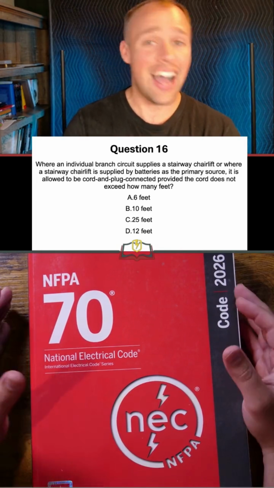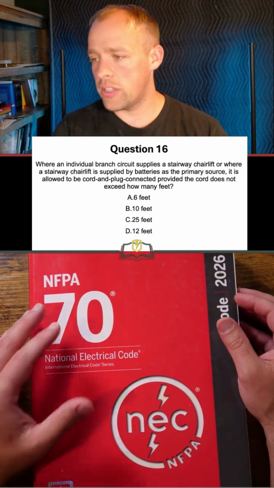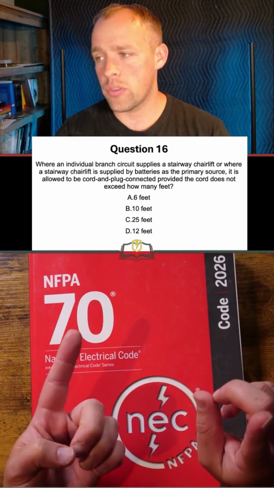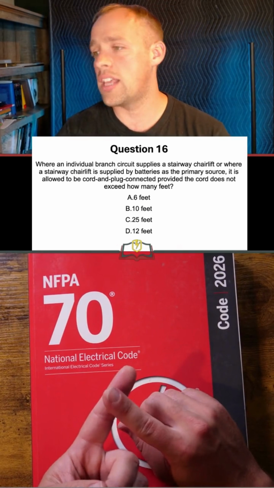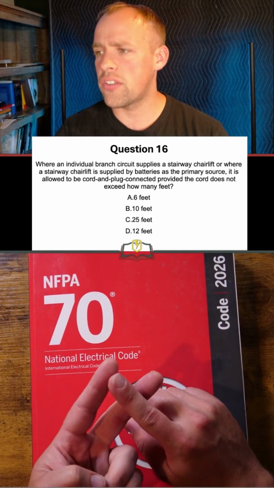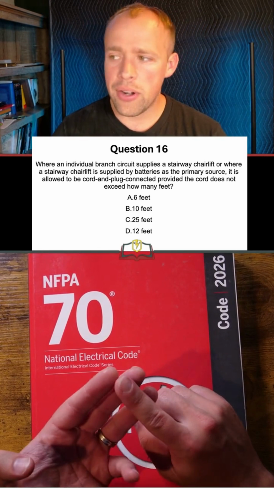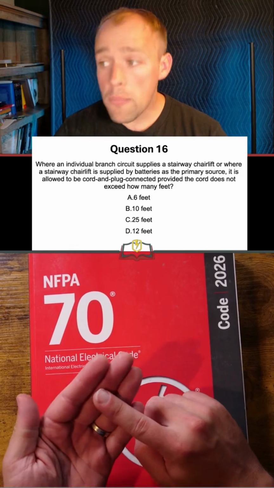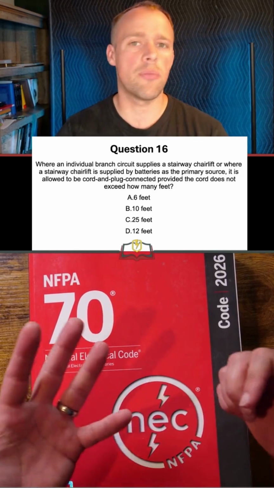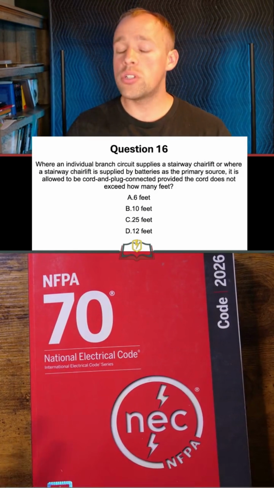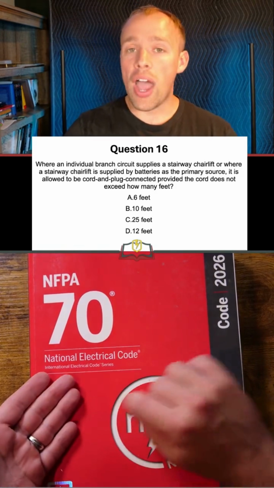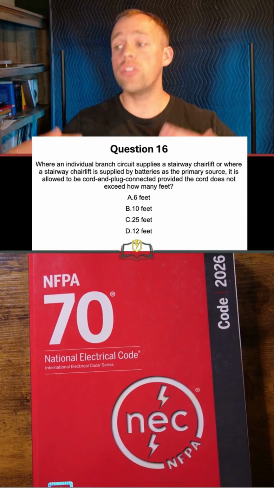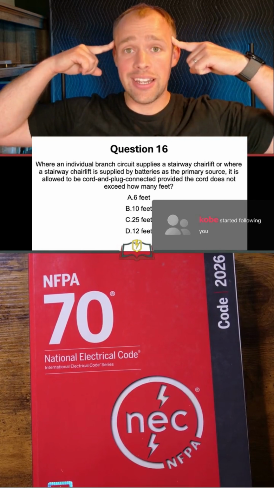All right, so let's talk about keywords. We have stairway chairlift is the biggest keyword here. Branch circuits is another keyword. Batteries, primary source, cord and plug connected, and then we're looking for some sort of feet, okay? If you're new to this, I recommend writing down those keywords, but once you master it, it's all going to be able to be done in your head, okay?